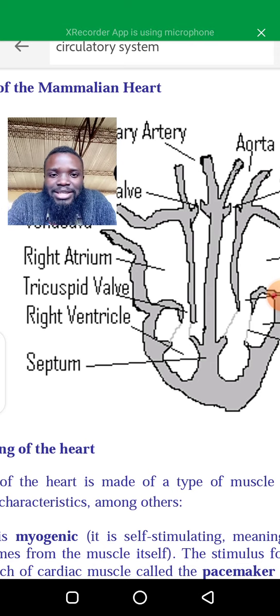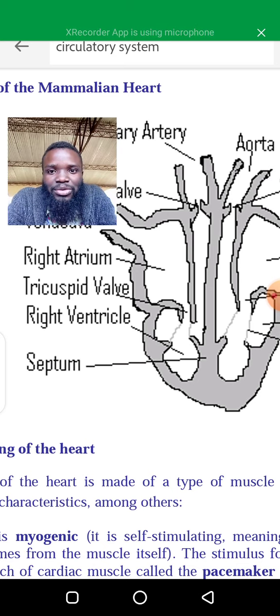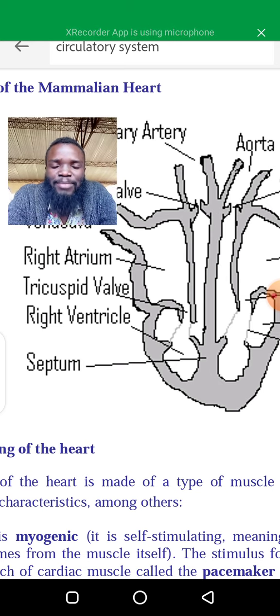But in some conditions you realize that this septum leaks, where blood will start mixing up. In those situations someone can develop what we call cardiac arrhythmias, or maybe they can even have what? Cardiac arrest, because blood is mixing up.